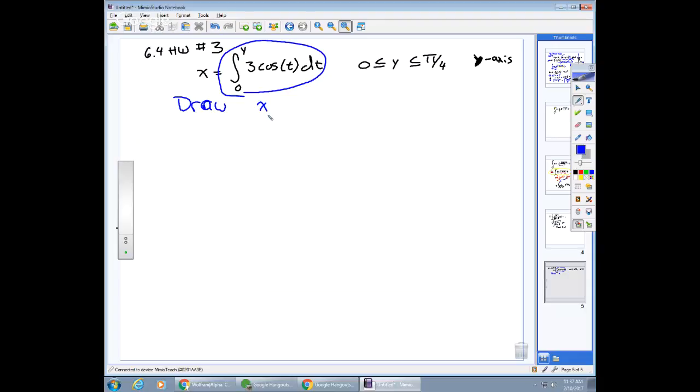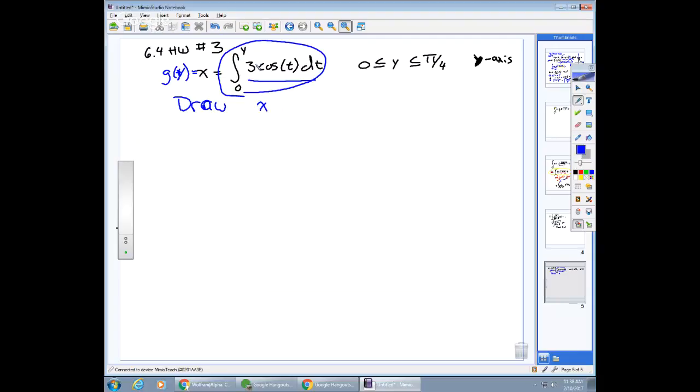Not yet. Before I take derivatives, I want to draw the surface we're trying to make here. In order to draw this, I need to see what my function x is, because x is a function of y. So I need you to help me evaluate this integral. What's an antiderivative for the cosine?